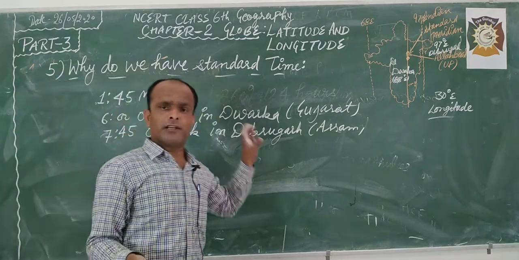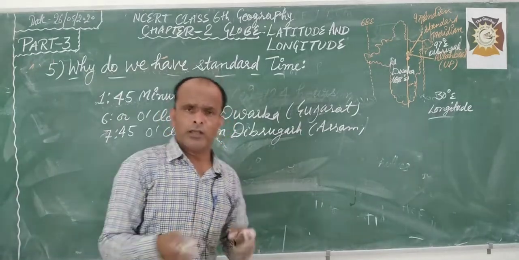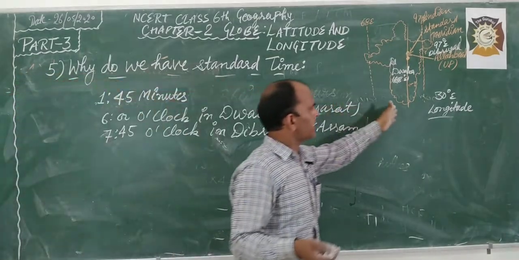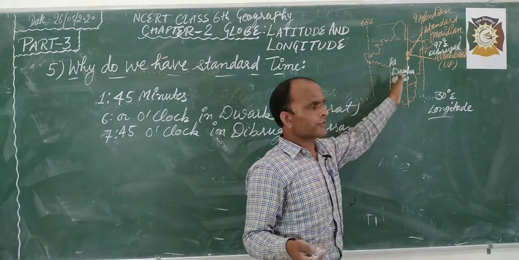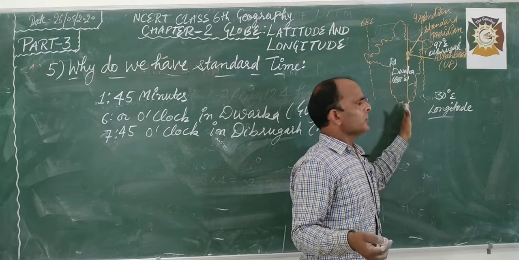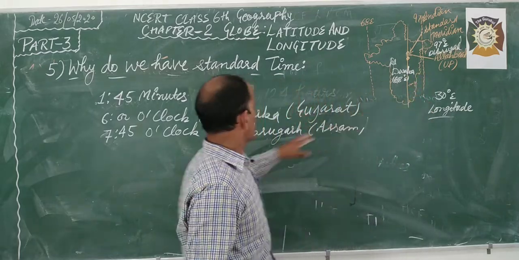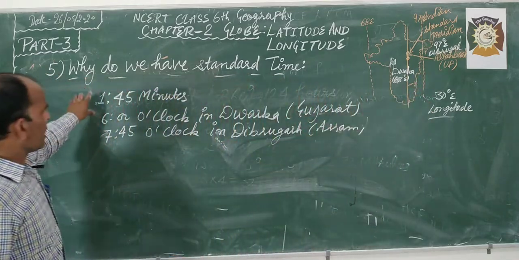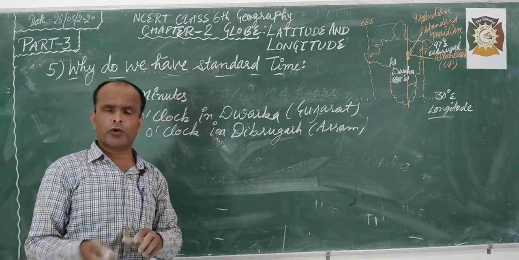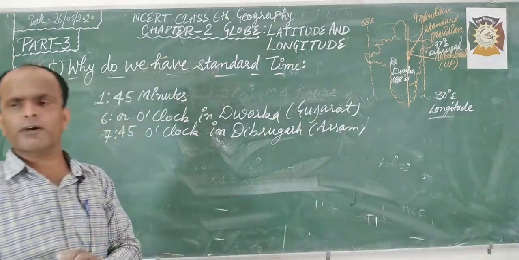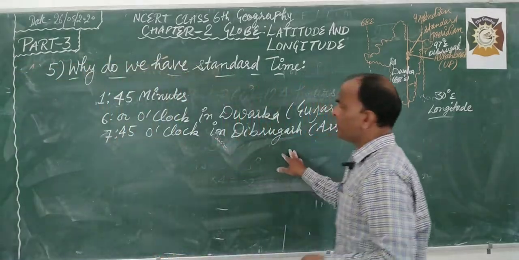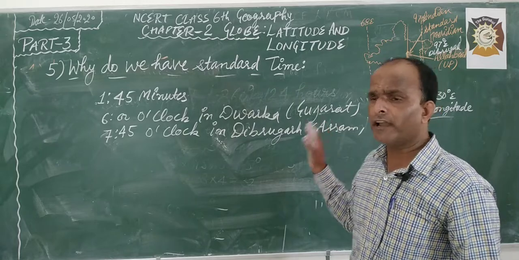So the cause of this is that there is a span that covers 30 degrees of longitude. So a 1 hour and 45 minutes difference creates a lot of difference. So that is why we need an Indian Standard Time.